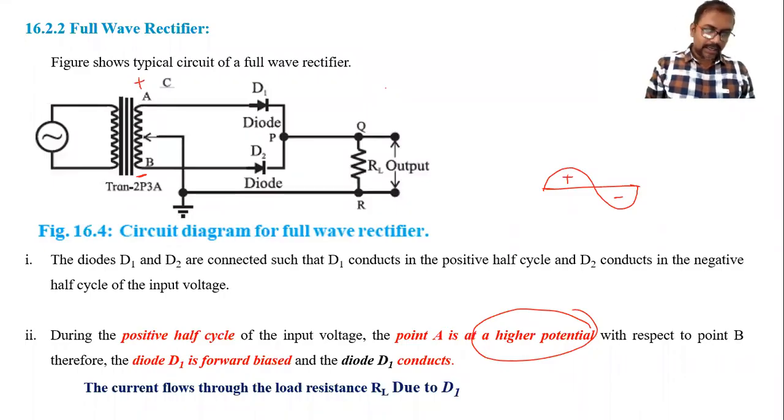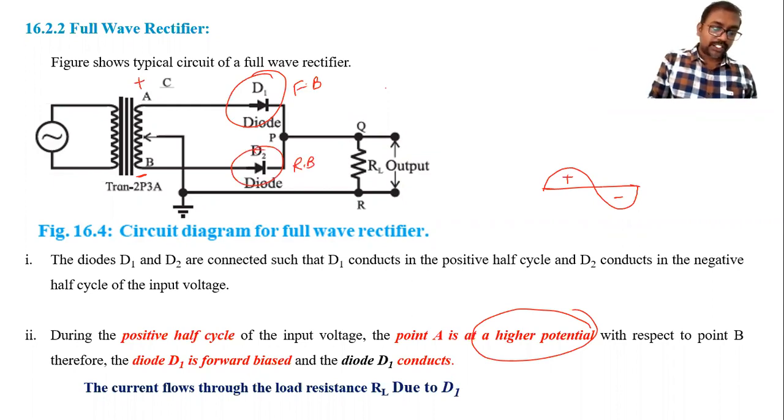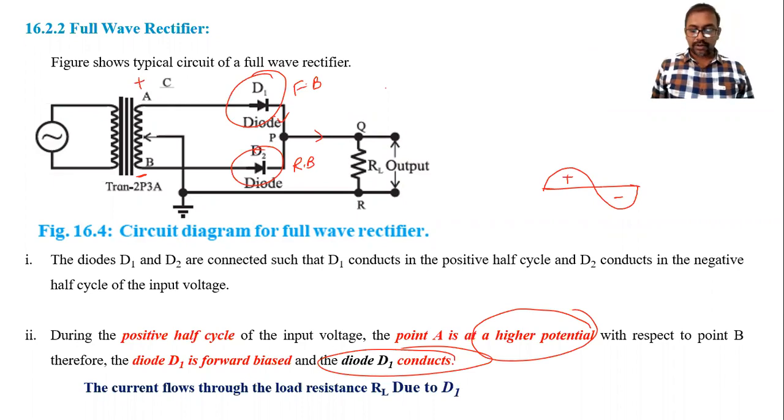When terminal A is positive with respect to B, then diode D1 is in forward bias, and a diode conducts only when it is in forward bias. And D2 is in reverse bias. So we get current through the load resistance due to diode D1. You can see here diode D1 conducts and we get current through the load resistance due to diode D1. So for the positive half cycle, we get output due to diode D1.